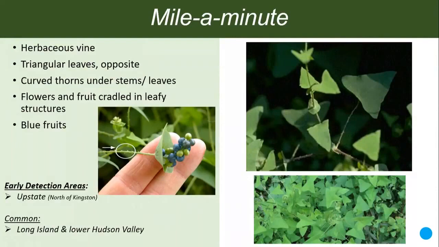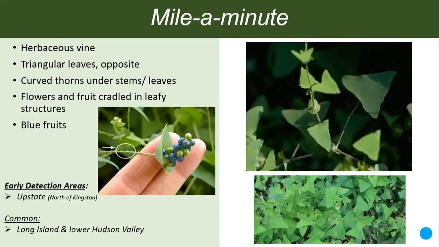Mile-a-Minute is one invasive species that you can look for while you're completing treatments. It's an herbaceous vine that has distinct triangular-shaped leaves with saucer-shaped ochrea at each node and barbs along the stem. It has blue fruits and tends to go very quickly over other plants, eventually shading them out.